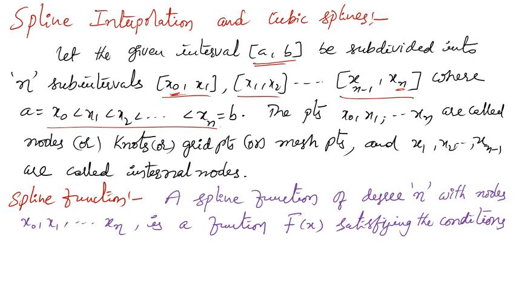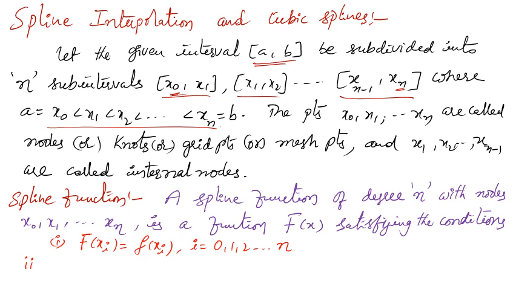What are the conditions? See, the first one, capital F of xi is equal to small f of xi. This is true for i equal to 0, 1, 2, and so on, n. What is the meaning of this? Small f of xi is the original function, and capital F of xi is the approximate function, nothing but the interpolation function. This is the first condition.